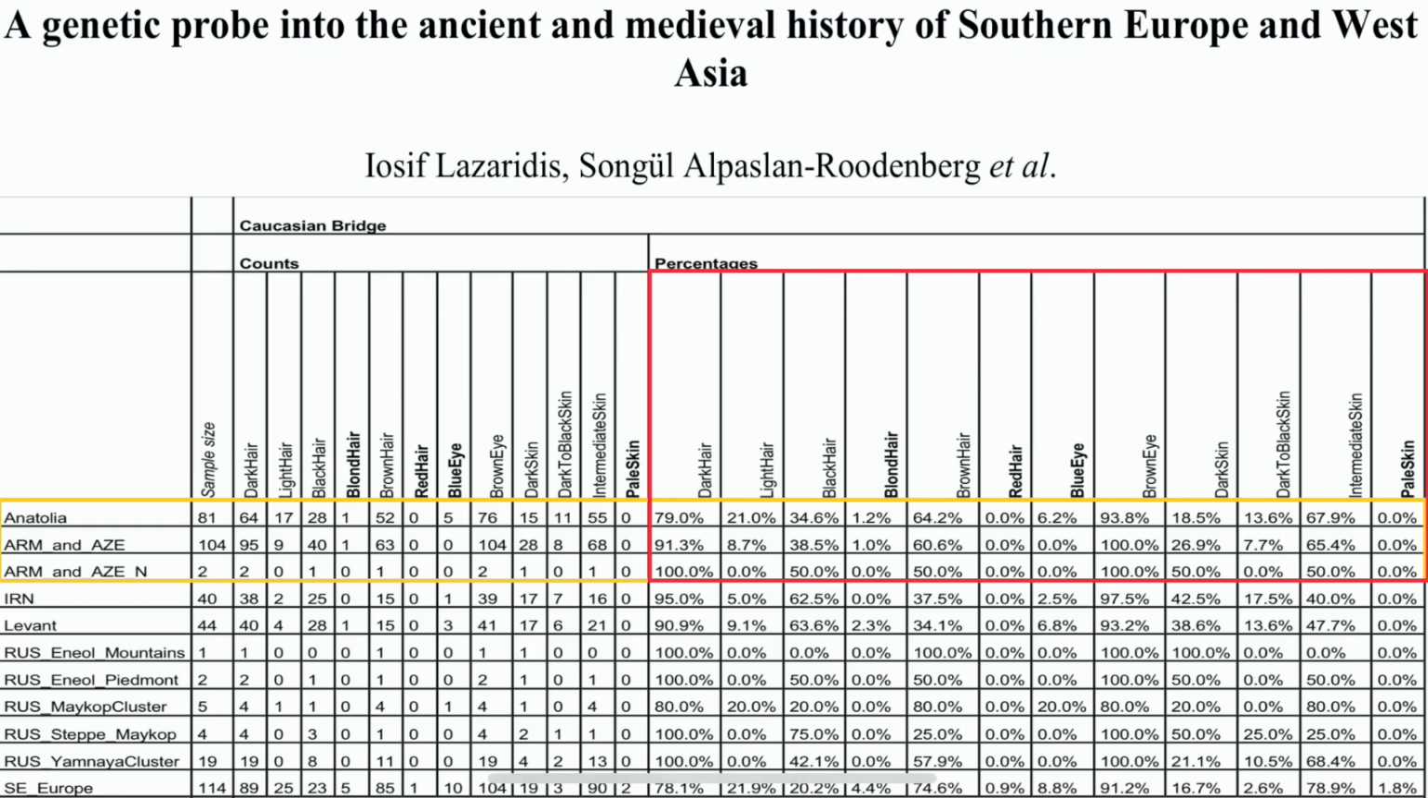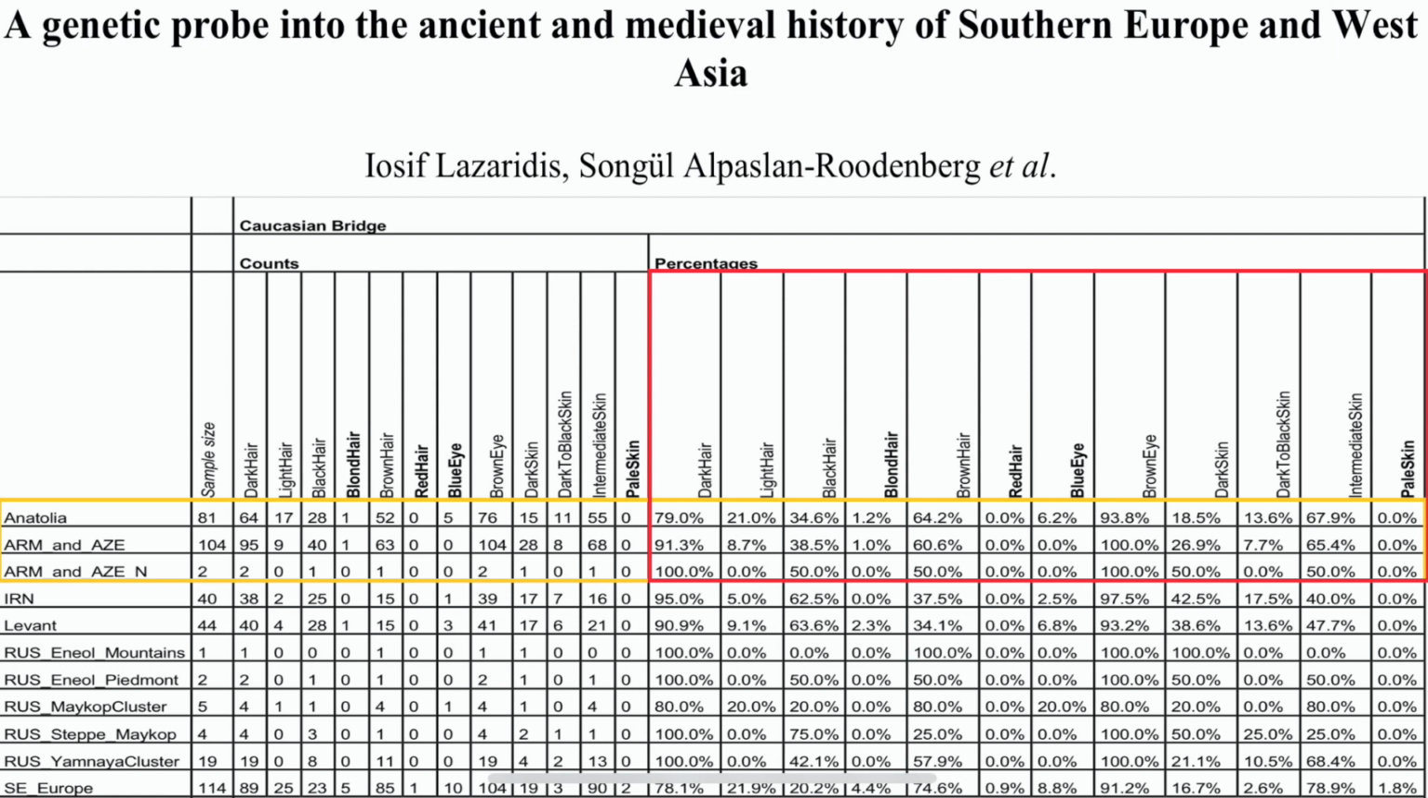And as you can see in the paper in the yellow box and the red box, Anatolia had 79.0% dark hair, but they only had 21.0% light hair, 34.6% black hair, but only 1.2% blonde hair, 64.2% brown hair, but 0% red hair, 6.2% blue eyes, but 93.8% brown eyes. They had dark skin at 18.5%, dark to black skin at 13.6%, and intermediate skin at 67.9%, but 0% pale skin. And again, that was Anatolia.